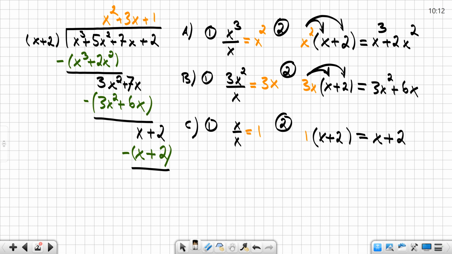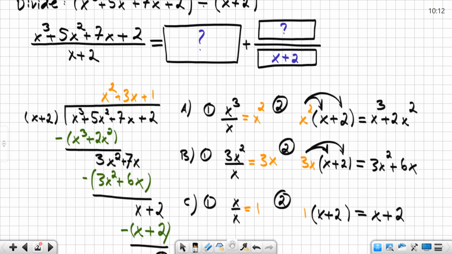And I see that x minus x is 0. 2 minus 2 is also 0. And that means that the remainder was actually 0. Now what this means for this overall problem is actually really, really important.